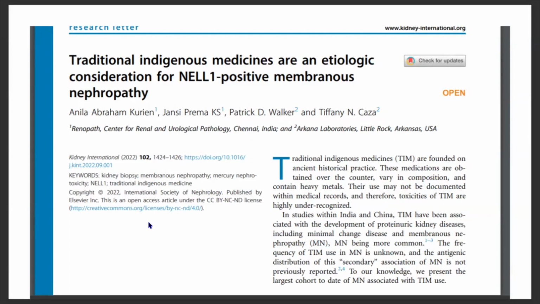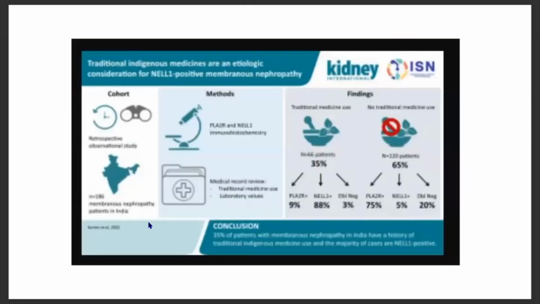So this was a fantastic paper by Dr. Anila Kurian from Chennai, who collaborated with researchers from Arcana Labs. And this is what they came up with. If you see patients who were taking traditional medications, 88% of them were NELL1 positive. That's a huge number. In the other cohort, the non-traditional medication group, only 5% were NELL1 positive. So there is very clear evidence of the contribution of traditional medications in the development of NELL1 membranous GN.